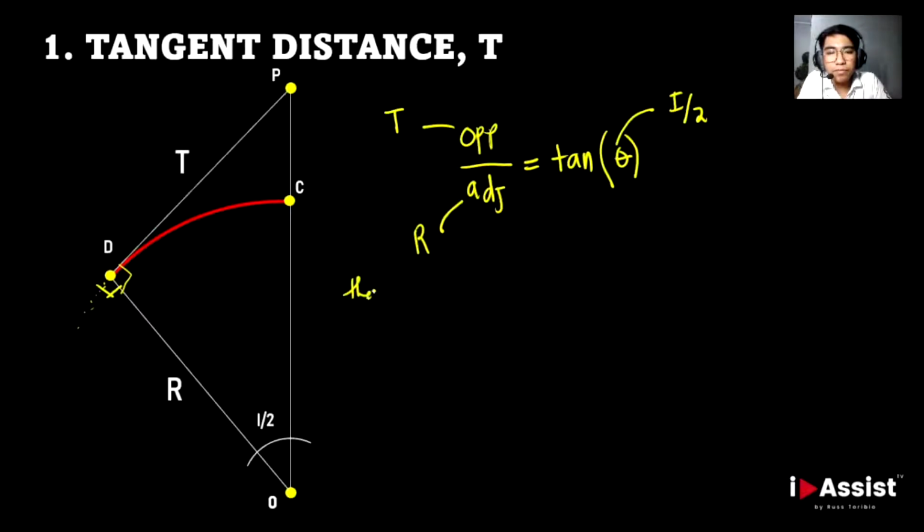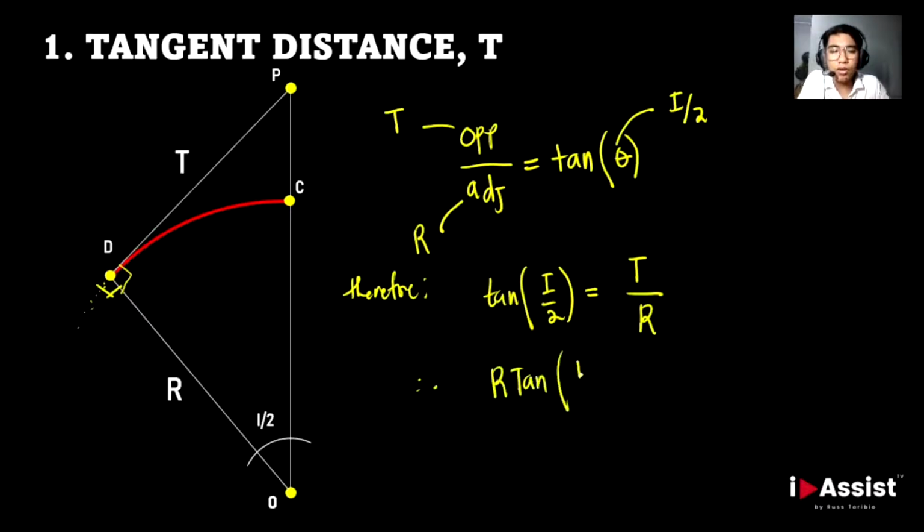Therefore, tangent of I over 2 is equal to the opposite side, which is T, all over the adjacent side, which is R. Therefore, R tangent of I over 2 is equal to the tangent distance. Ganun lang siya kadali. Basic lang talaga, trigonometry. Kailangan nyo lang balikan yung basic trigonometry nyo para ma-derive nyo yung mga formulas for simple curve.